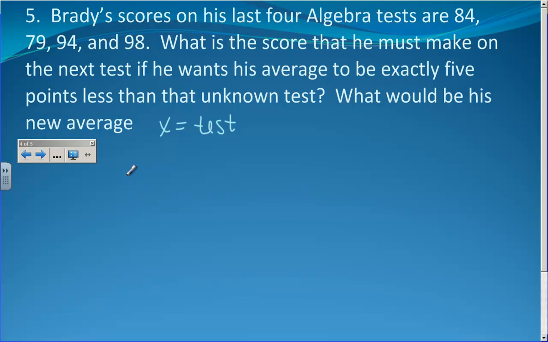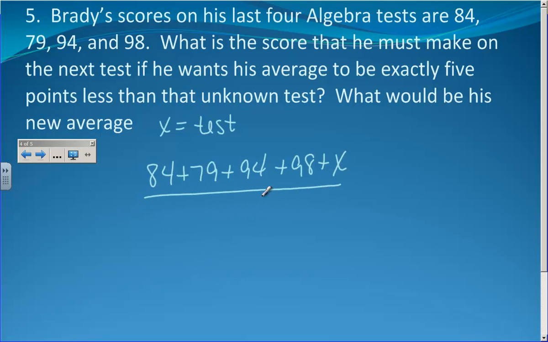So we're going to do an average. We're going to add up the tests we know: 84 plus 79 plus 94 plus 98 plus the unknown test. That makes 5 tests total, so we're going to divide by 5. And he wants that average to be 5 points less than the unknown test, so he wants it to be the test minus 5. So step 1, we're going to add up our numbers. 84 plus 79 plus 94 plus 98, and that's 355. So we have 355 plus x divided by 5 equals x minus 5.